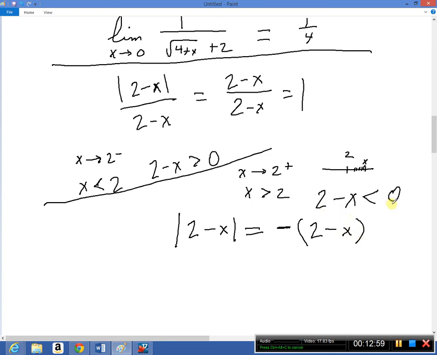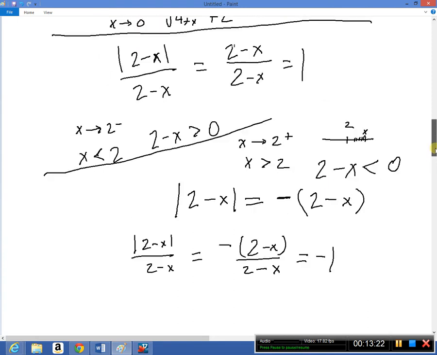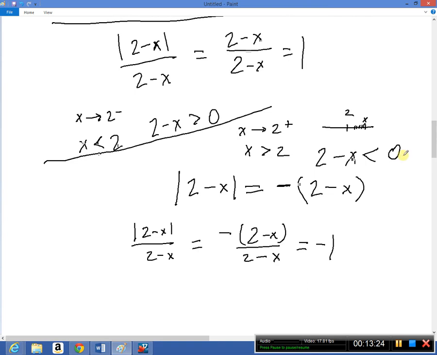So if 2 minus x is known to be negative, absolute value sticks a minus in front to make it positive. So the quantity that we were dealing with, absolute value of 2 minus x over 2 minus x in this case, reduces to minus (2 minus x) over 2 minus x, because that's what the absolute value will be, and obviously that's negative 1. So the limit from the right is negative 1, and the limit from the left is positive 1.